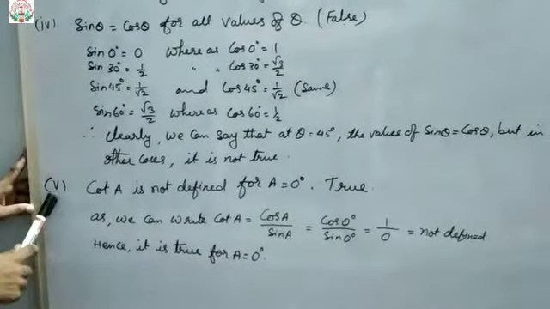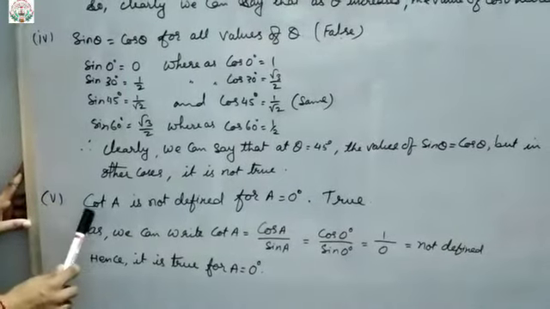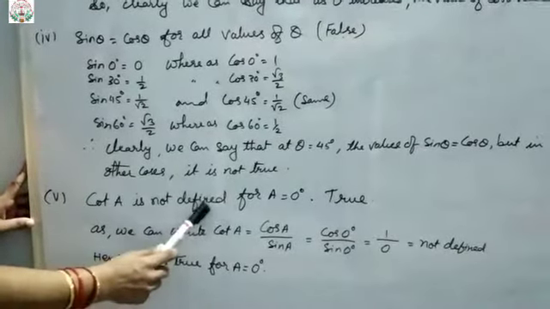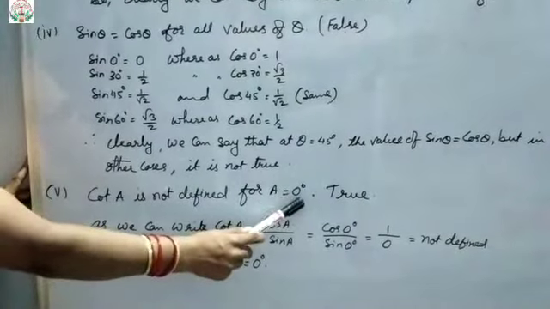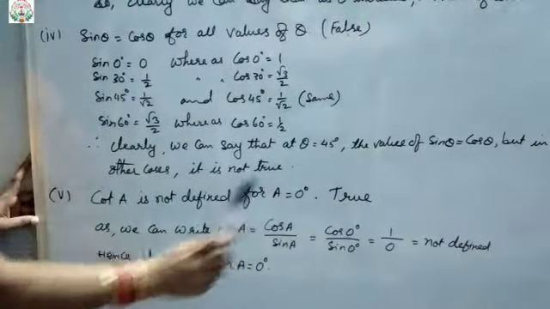Now come to the fifth part. Fifth part of true false is what? Cot A is not defined for A equals 0 degree. So this is true. Why? We will see now.